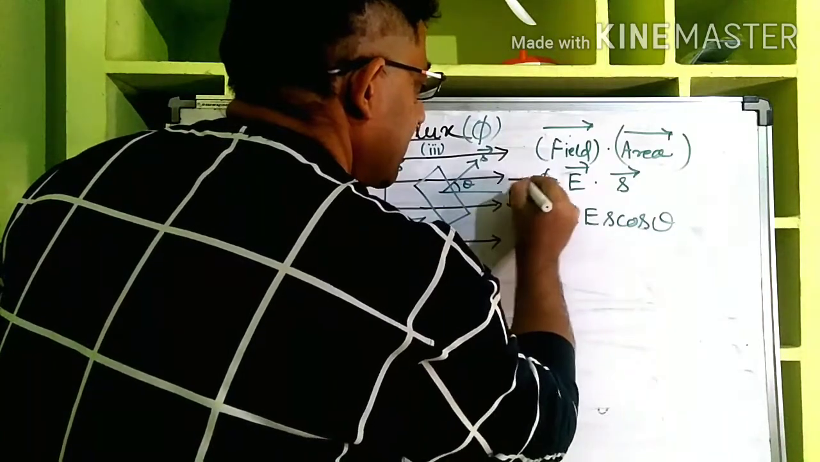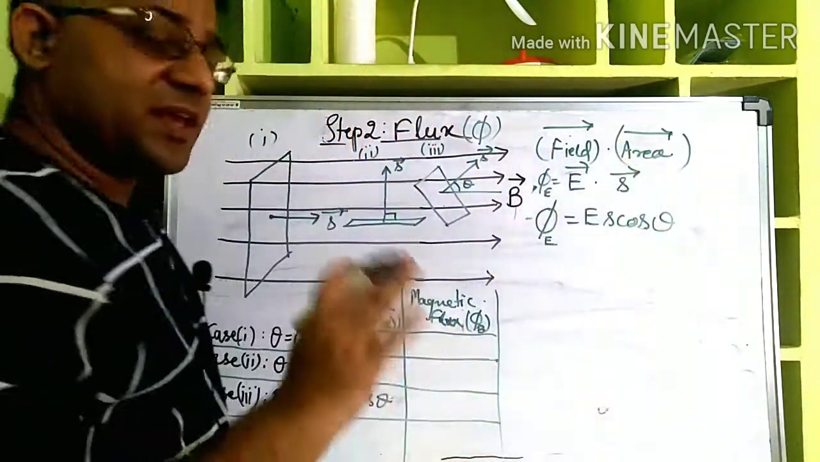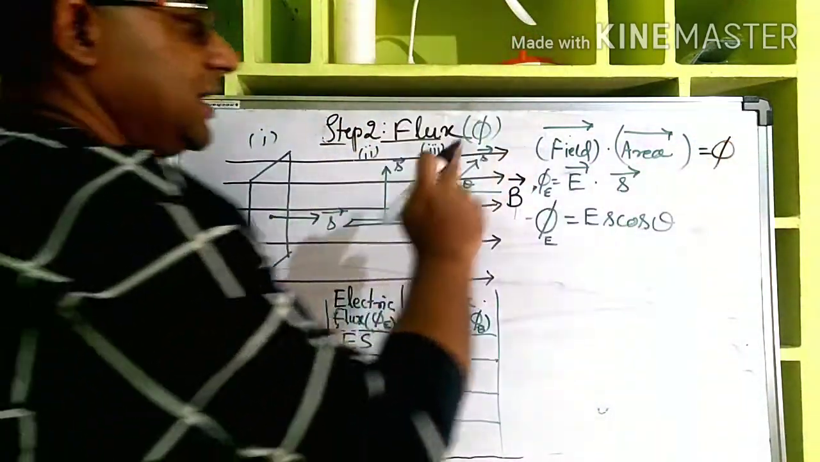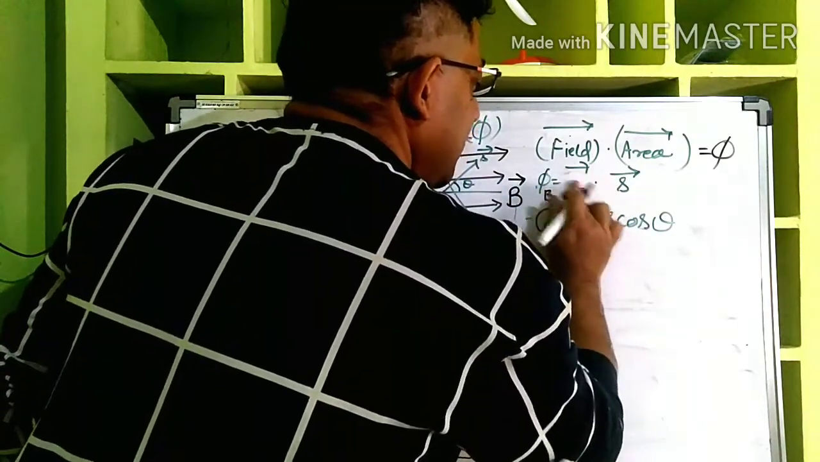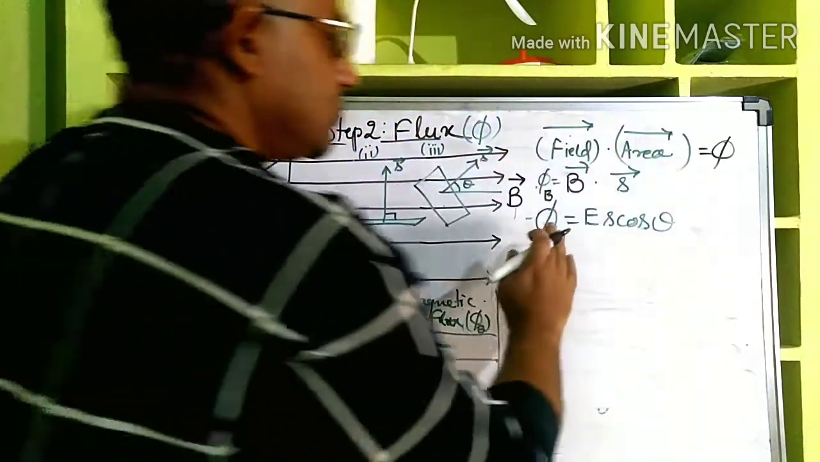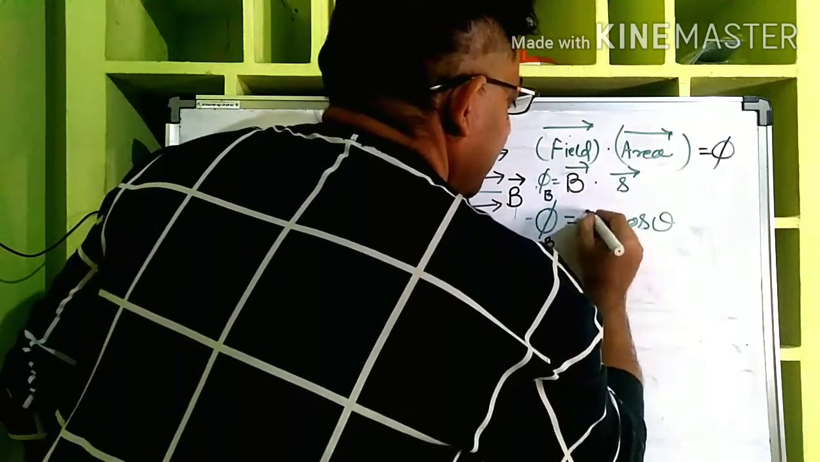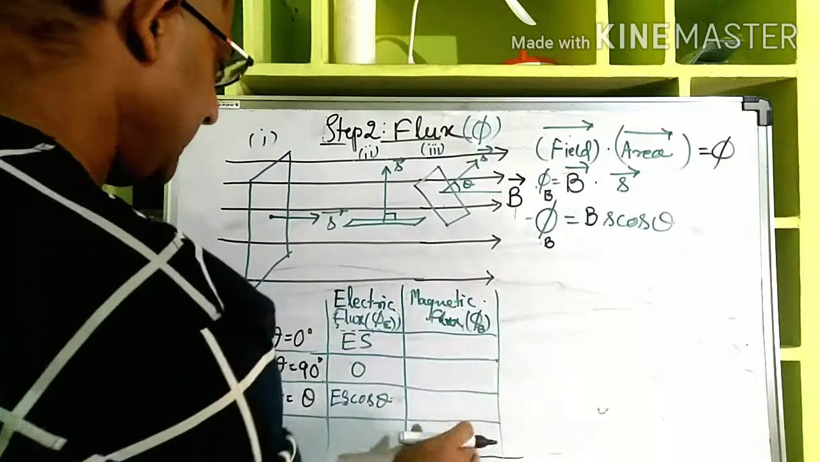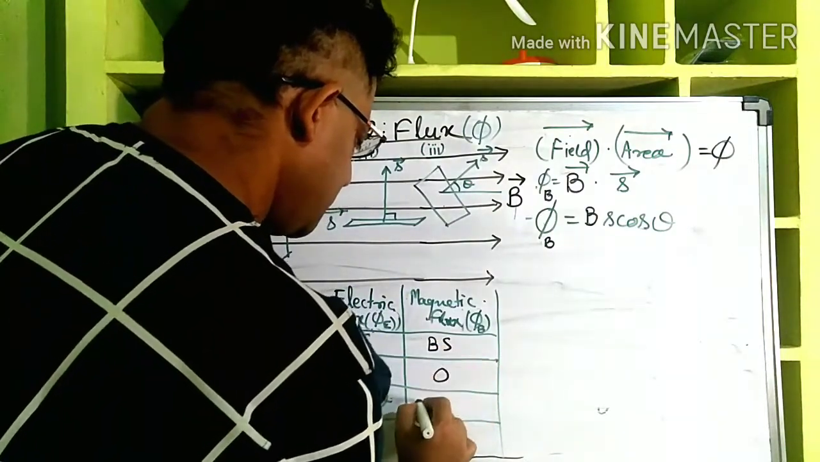And exactly similarly, if this was a magnetic field instead of an electric field, then field dot area is the flux. This is always true, right? The flux definition is that. But here, if it is magnetic flux, then instead of the electric field, we will take the magnetic field dot S. So the magnetic flux is equal to B S cos theta, right?